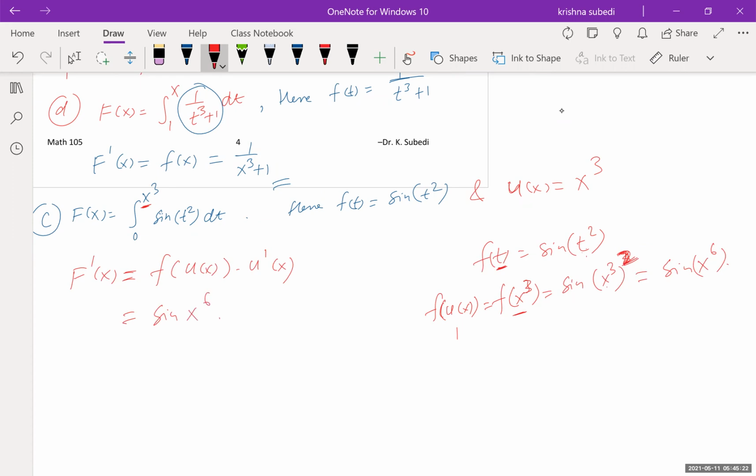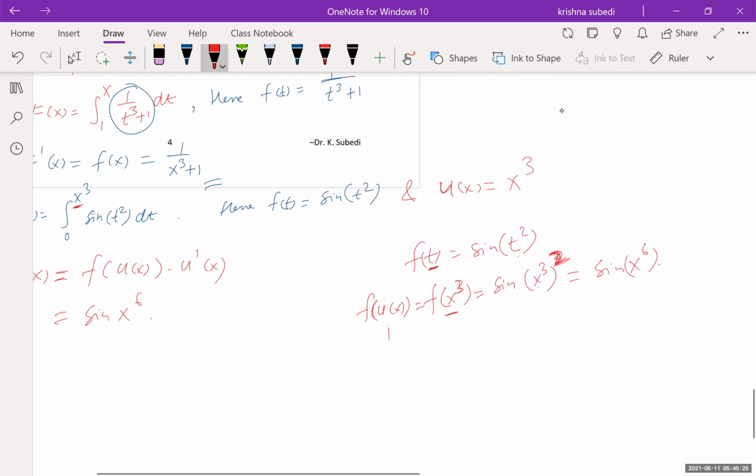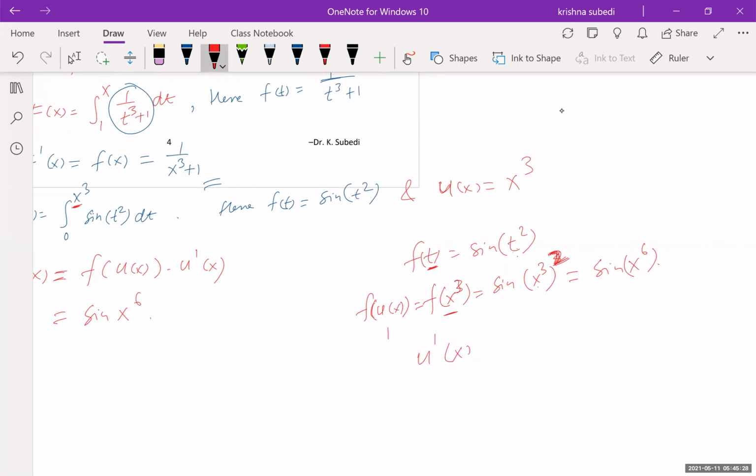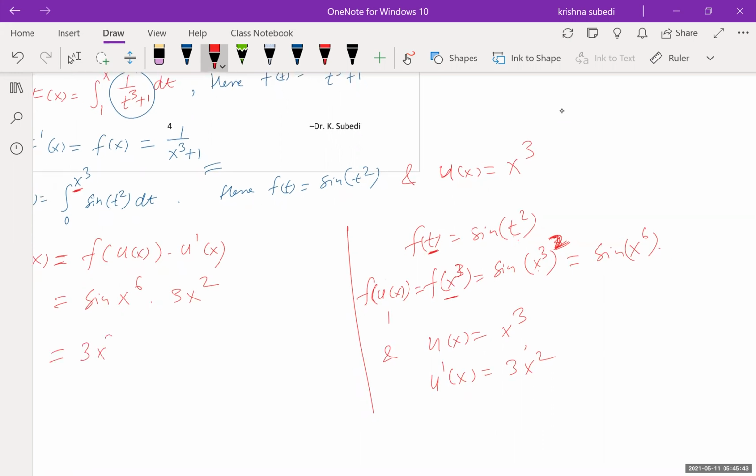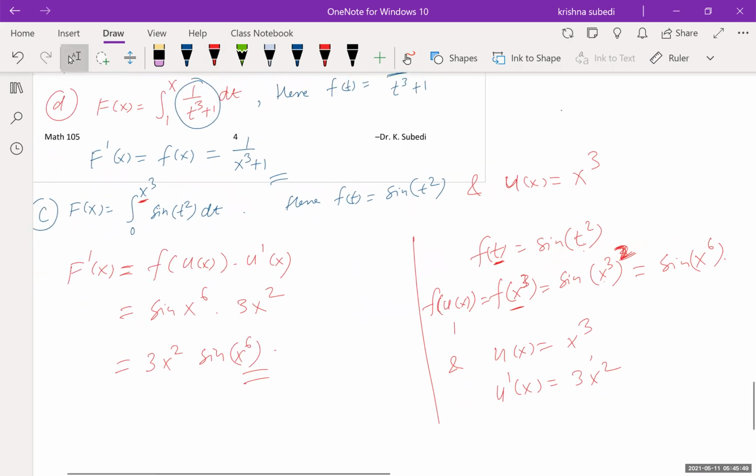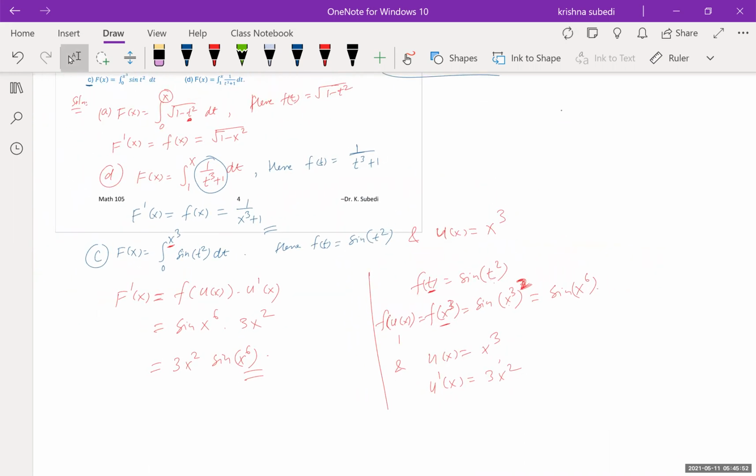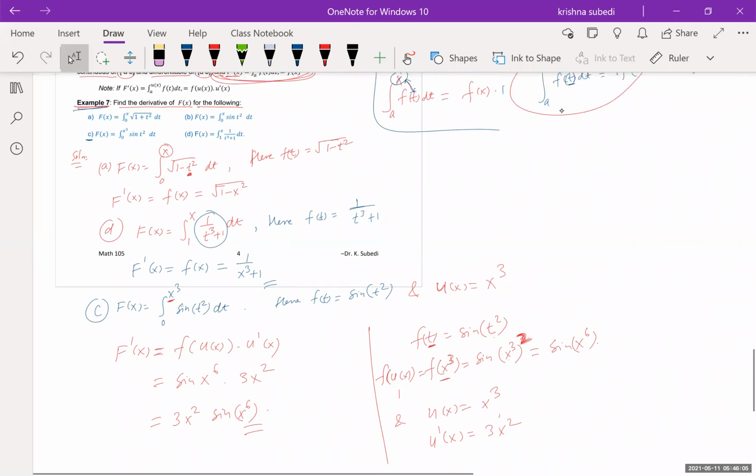Now you need to find u prime of x. What is u prime of x? U of x equals x cubed, so your u prime of x equals 3x squared. So this will be 3x squared. That's it. You may want to write this in a nice way: 3x squared sine x to the power 6. Done. That is your answer. You see, the Fundamental Theorem of Calculus Part 1 actually gives a really nice connection between integration and differentiation. And I trust that you can do this part B by yourself.